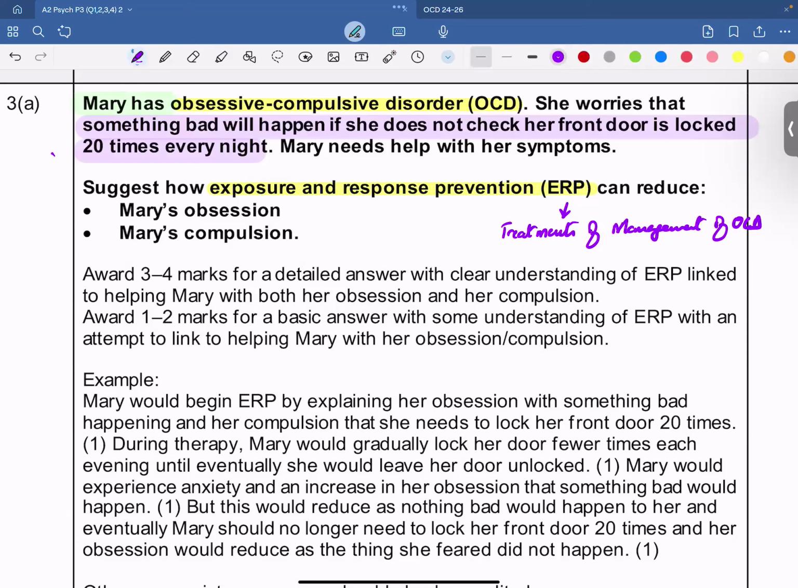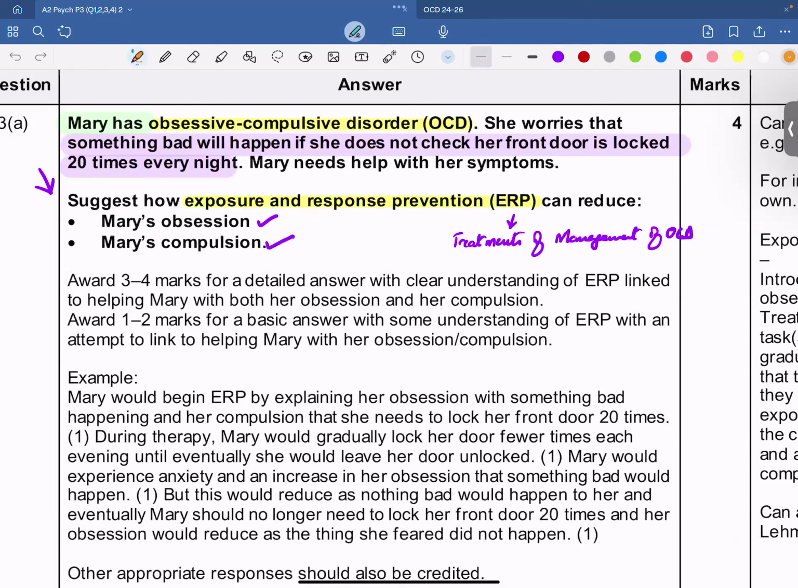This is where the question begins. Suggest how exposure and response prevention can reduce number one, Mary's obsessions, number two, Mary's compulsions. Like I said, this happens to be a 4-mark question.